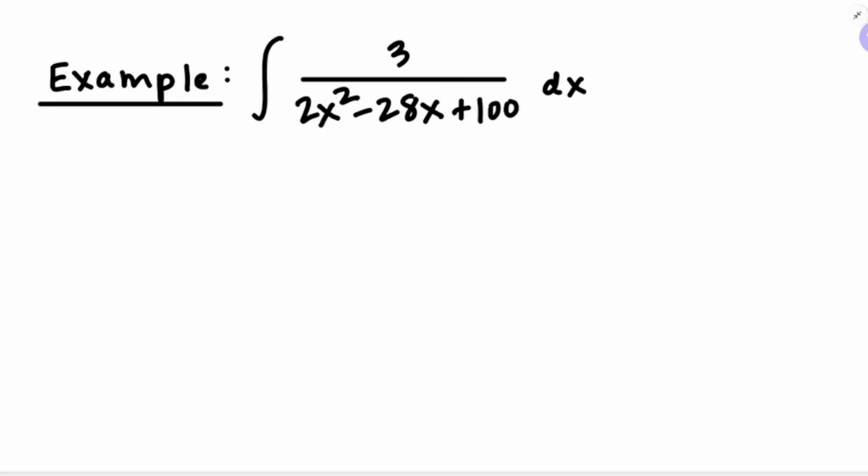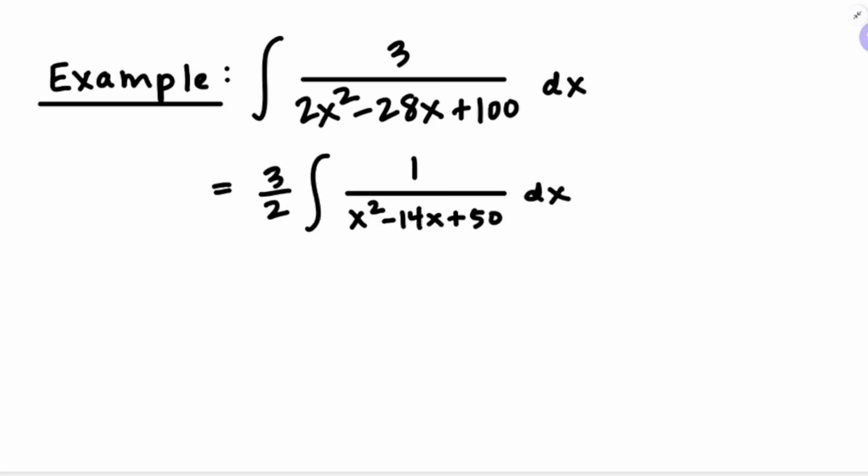And now before I let you go, I got a couple more. So I've got this 3 over 2x squared minus 28x plus 100 dx. It's like, what are we going to do with this? But you notice that all the pieces of the denominator are even numbers. So I could factor out a 2 from that. So I'm going to factor a 3 out of the numerator and a 2 out of the denominator. And see, I'm left with 1 over x squared minus 14x plus 50 dx.